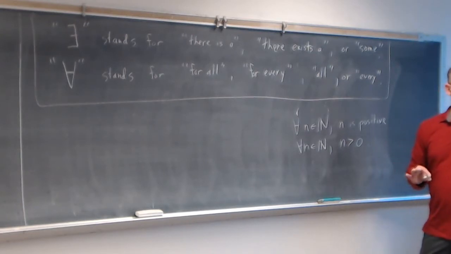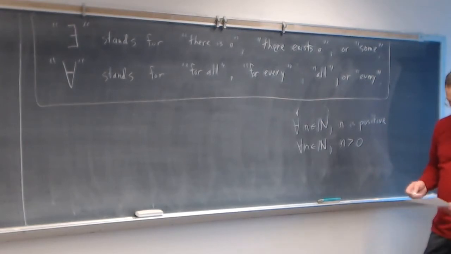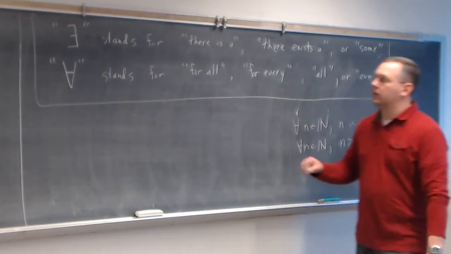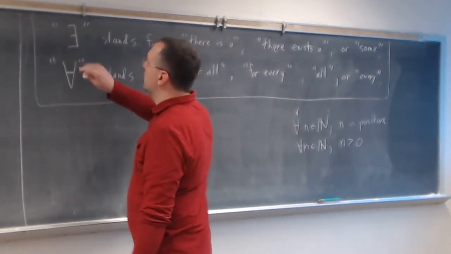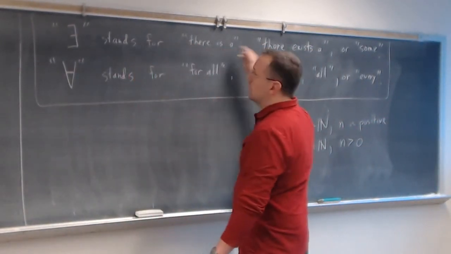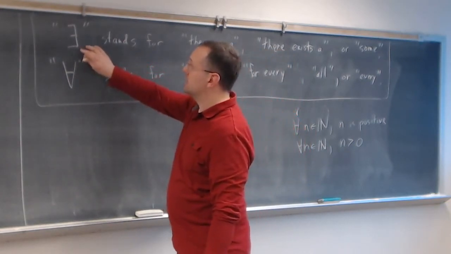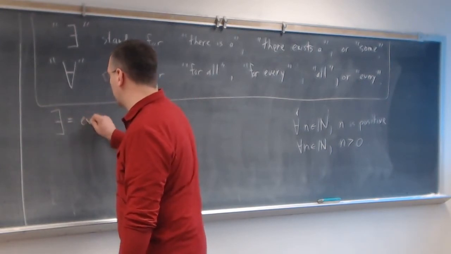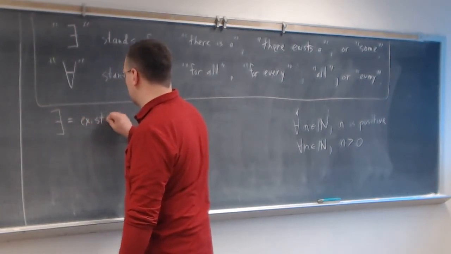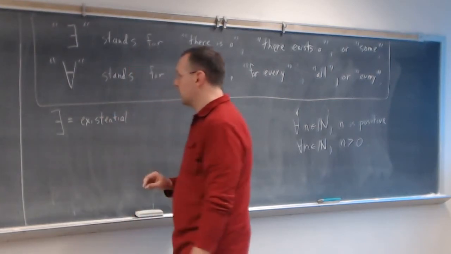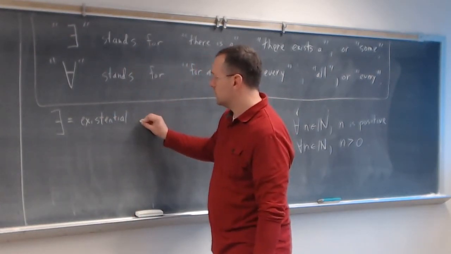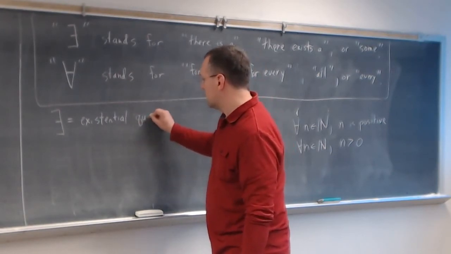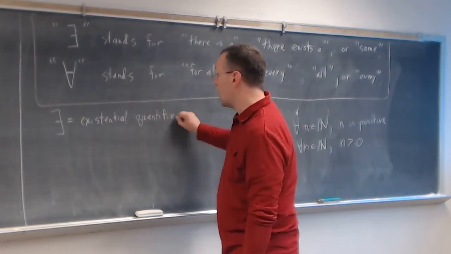Okay, any questions so far? How about the names of these? When you say there exists, they call this the existential quantifier. It's not like the meaning of life quantifier. It's existential, like existence. This is the existential quantifier. That's just what it's called.